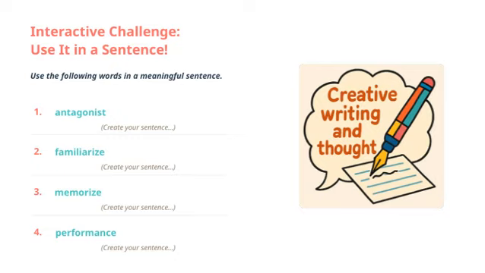Let's take a closer look at some key steps in mastering a new skill. First, understanding the antagonist is crucial. This could be a challenge or obstacle that stands in your way. Recognizing it helps you develop strategies to overcome it. Next, familiarizing yourself with the material is essential. Getting comfortable with the basics builds a solid foundation. Once you're familiar, it's important to memorize key concepts so they become second nature.